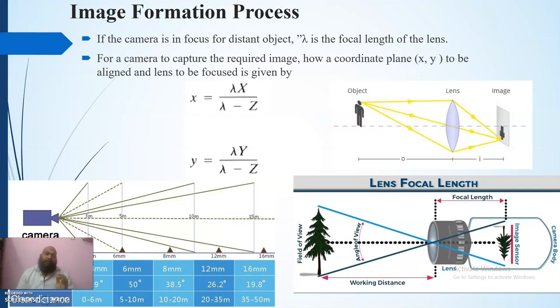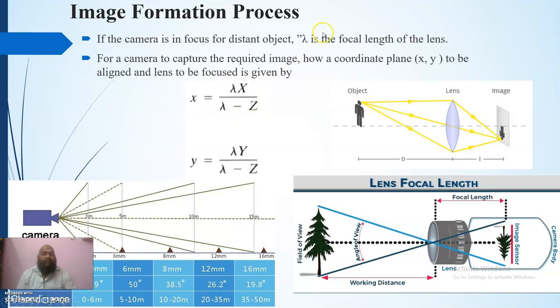And sometimes if there is an object at a very large distance, how is the distance managed? They will manage the distance between the lens and the object. They will adjust, they will have some telescopic lens. So how can we choose the lens? For that purpose we have a mathematical expression for adjusting the focal length between the object and the lens: x star is equal to lambda x by lambda minus z.